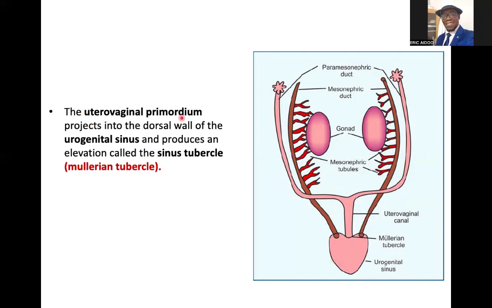The uterovaginal primordium projects into the dorsal wall of the urogenital sinus, and once that happens, it is going to produce an elevation called the sinus tubercle or Mullerian tubercle. So we are saying that this uterovaginal primordium has contact with the urogenital sinus, and where the contact is made is going to produce a projection known as a sinus tubercle or Mullerian tubercle.